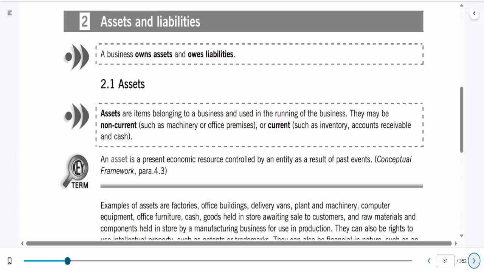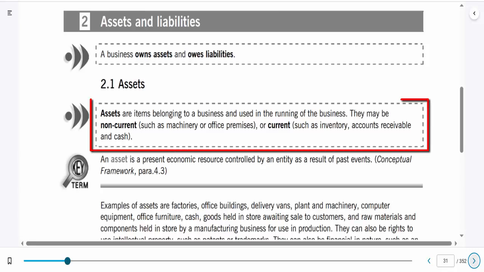All right, let's talk about what we mean by assets in very simple terms, just like we're sitting in a classroom together. What are assets? First, assets are simply things that belong to a business and help it operate. Think of assets as the tools and resources a business uses to make money and keep things running smoothly.